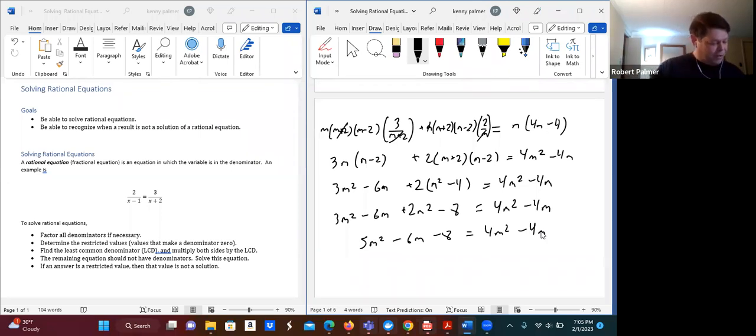All right, so this one does take a little while to write out. All right, what we're going to do now is this is a quadratic equation.